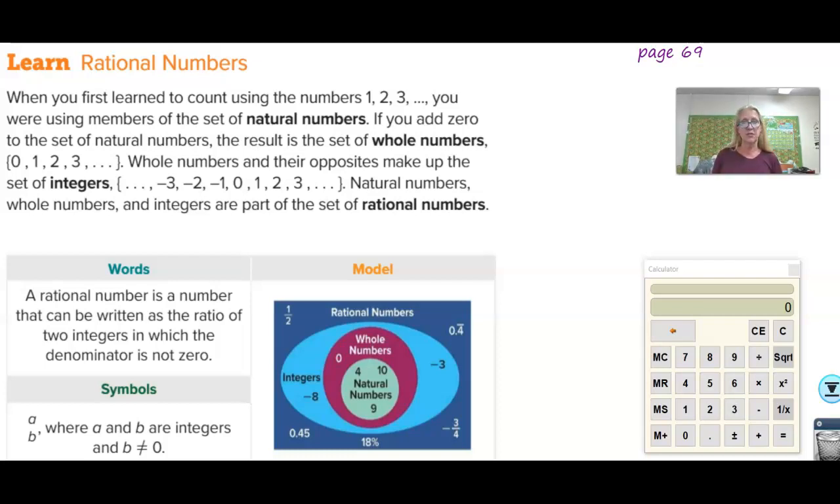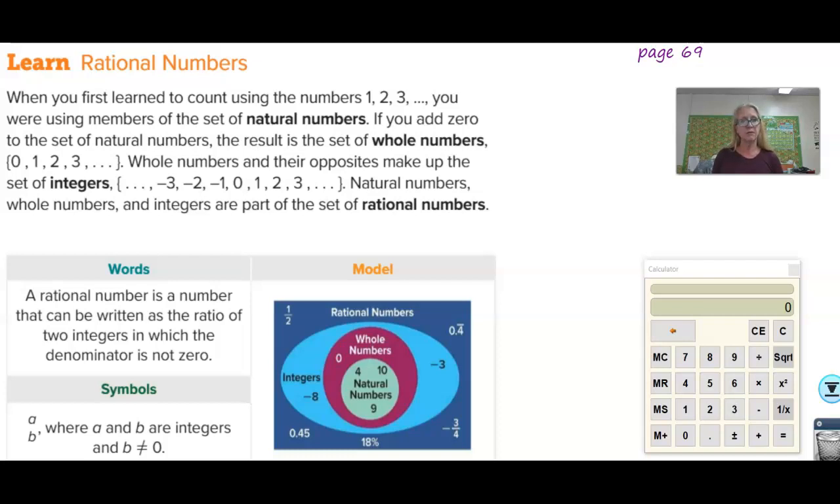But if you add 0 to it, now you have a set called whole numbers. The only difference between natural numbers and whole numbers is 0. 0 belongs to the whole numbers, but the natural numbers were having no part of him. When you were a kid, you didn't start at 0. When your mom asked you to count to 5, you started at 1. Okay, nobody ever wanted 0 cookies, so 0 wasn't really a part of your childhood. But as you became older, you realized that sometimes 0 was a fact of life, and then we have the whole numbers. All right, whole numbers and their opposites make up the set of integers.